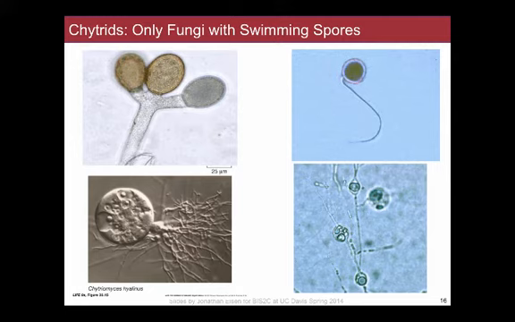Chytrids have a couple of really interesting features, but one of the most distinctive features is that they are the only fungi where the spores, these are the reproductive cells, and I'll show you a life cycle in a second, actually have flagella and they swim. And this is important for a couple of reasons. One of them is that chytrids tend to do well in very wet environments, and by having swimming spores, they're able to disperse in water rather than relying upon air dispersal.